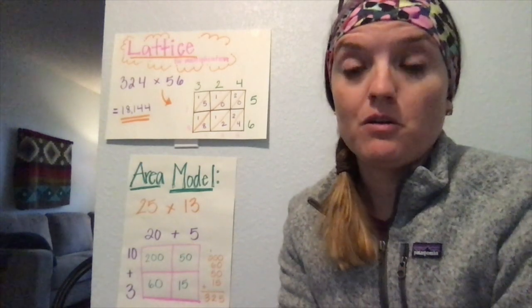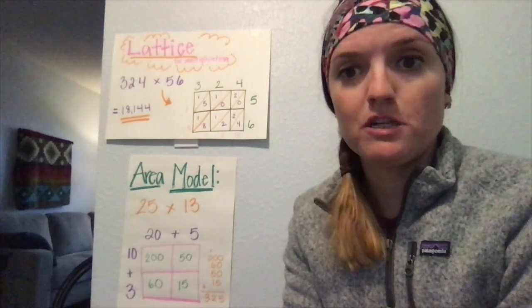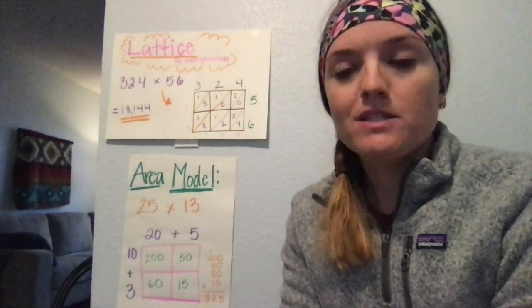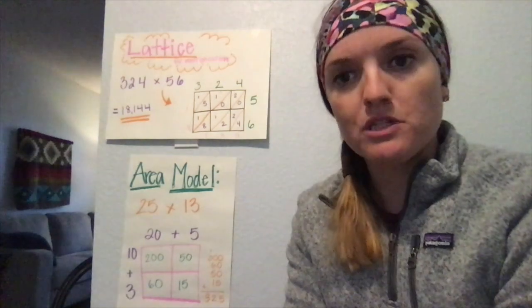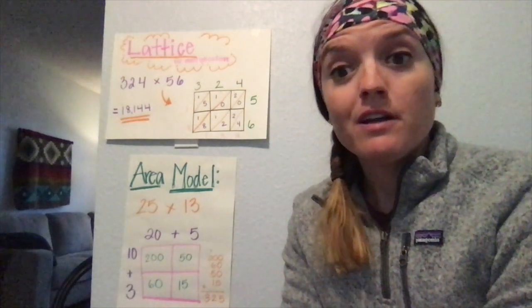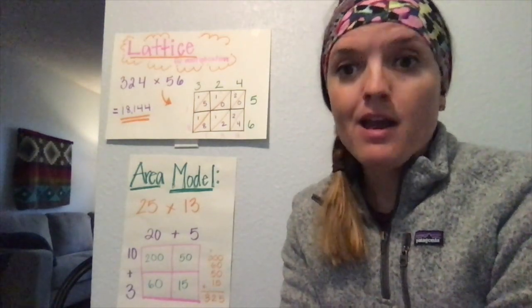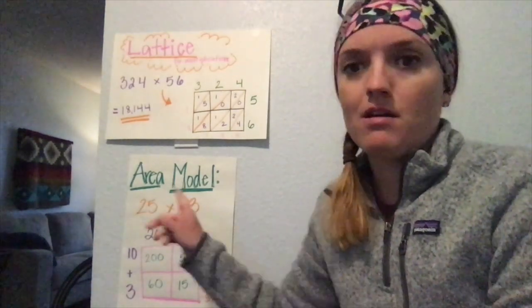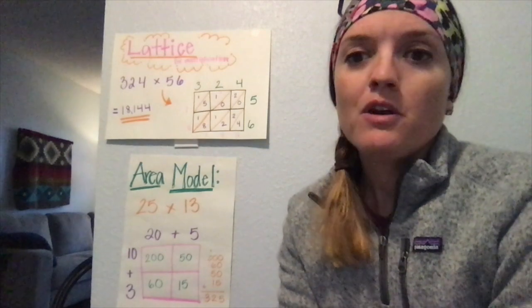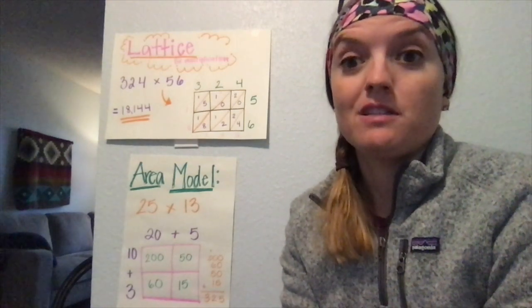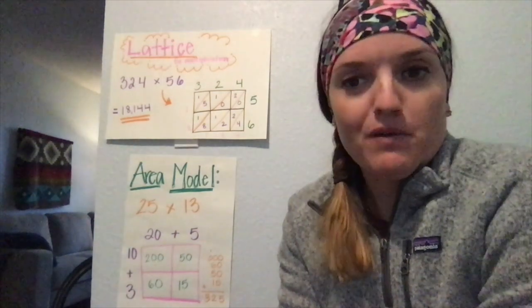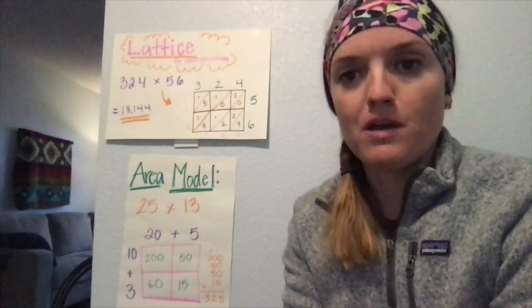Before we get started with the actual steps, I want to explain why lattice is a great strategy. Once again, we are breaking apart those numbers into smaller, easier numbers to multiply, and it does deal with place value just in a different way than how we did it in area model. So when you see the steps, you're going to see that they're broken down a lot, and as long as you're following the steps, it should be really manageable to do.